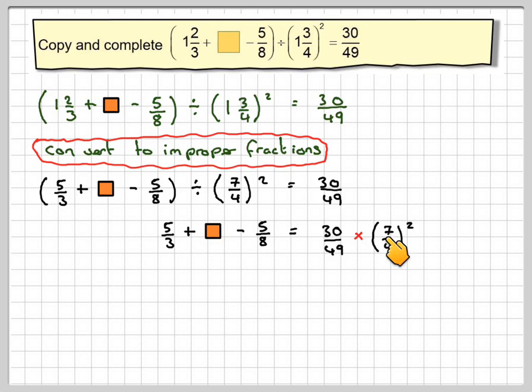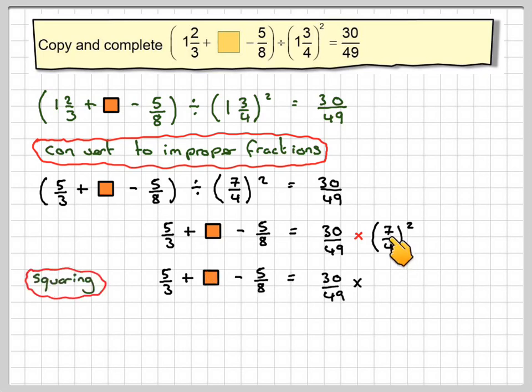Now, before we do that, we need to square this fraction. So, squaring, what you do is you square the numerator, which makes 49, and the denominator, which makes 16. And now we can do a bit of cancelling. 49 goes into 49 once, and then into that once. And then 2 goes into 16 8 times, and into 30 15 times. So we'll now end up with 5/3 plus the missing number minus 5/8 is 15/8.